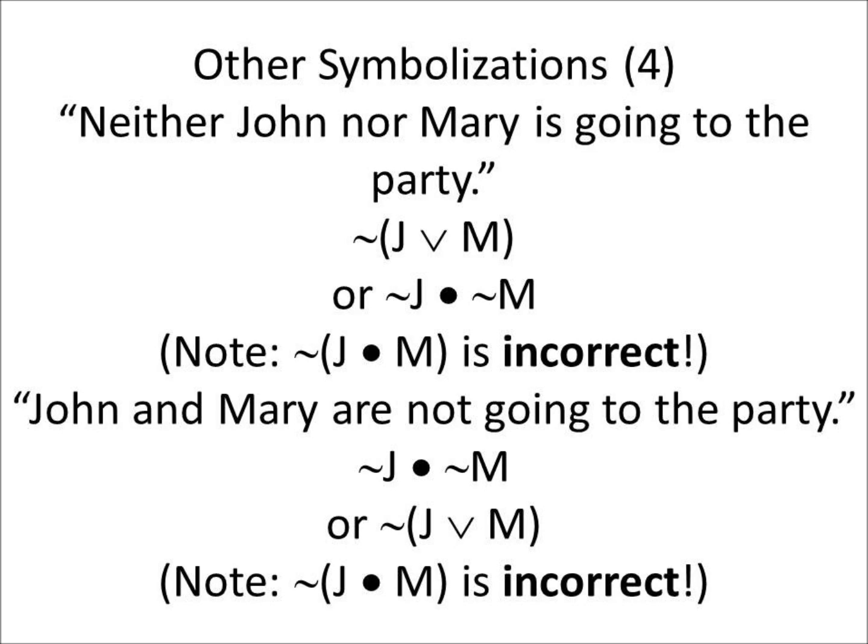Okay, that would actually be equivalent to not J or not M, and that's not what that statement above is saying. John and Mary are not going to the party is saying John is not going to the party and Mary is not going to the party, or not parentheses, J wedge M. All right, again, not parentheses, J dot M, close parentheses, is incorrect.